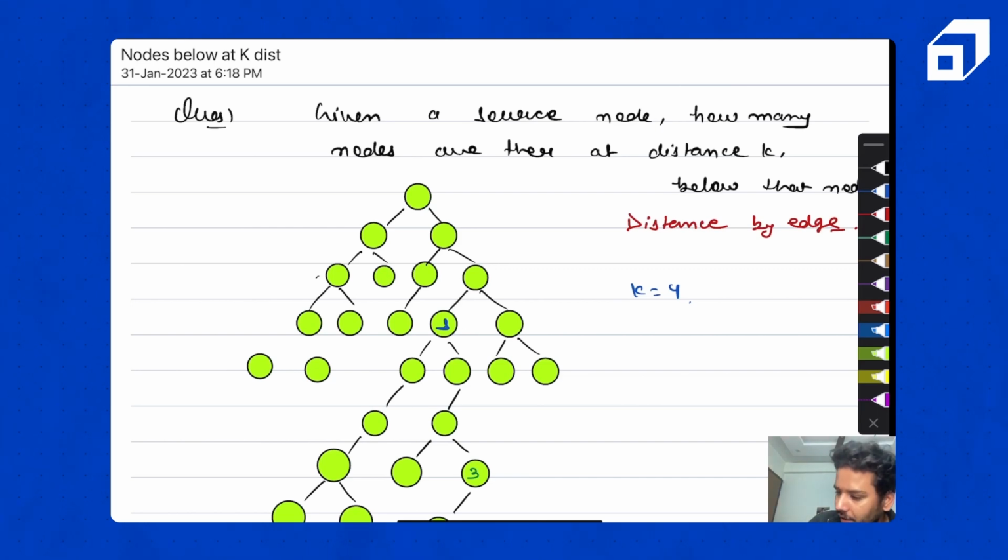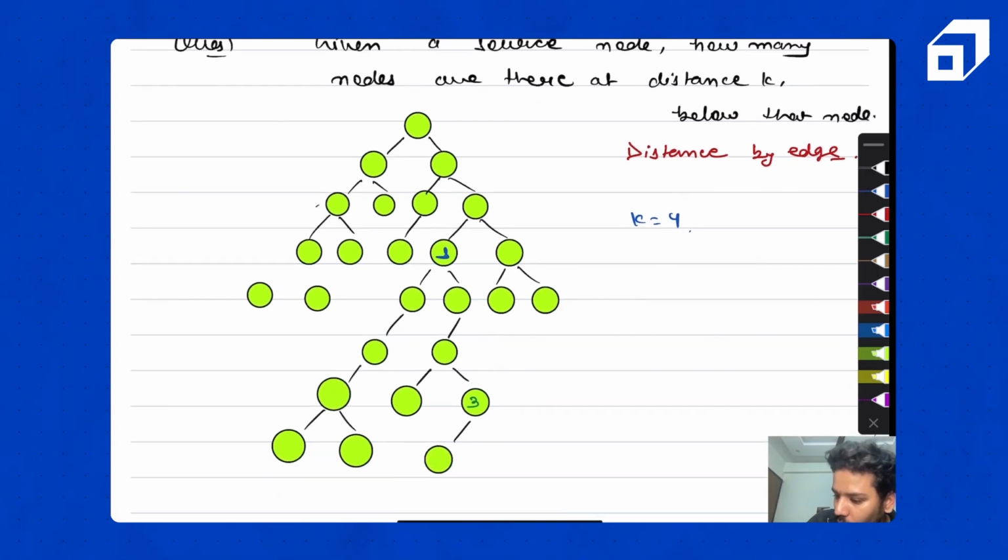So the question is, we are given a source node. We have to calculate how many nodes are there at a distance k below that node. This time we are not given the root node, we are given the source node, and we have to tell from this source node how many nodes are there at distance k. For example, if k value is 4, how many nodes are there at distance k below this one?